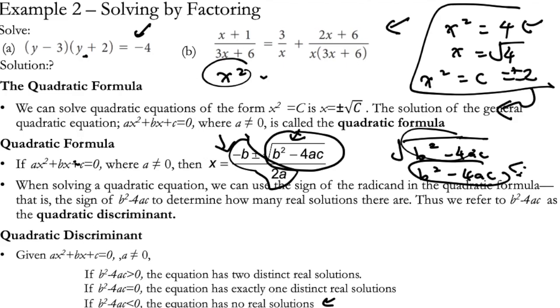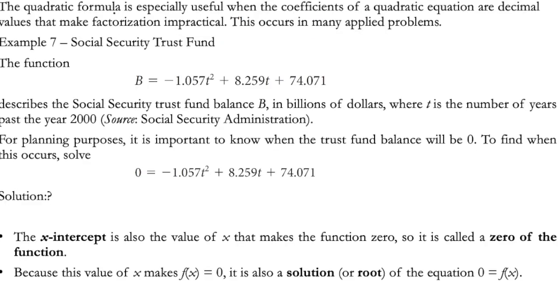Okay, now let's look at an example in which we want to apply this quadratic formula. Let's say we have the Social Security Trust Fund. The function is given by this, and it describes the Social Security Trust Fund balance B in billions of dollars, where t is the number of years past the year 2000. For planning purposes, it's important to know when the trust fund balance will be 0. So the trust fund balance is equivalent to this.